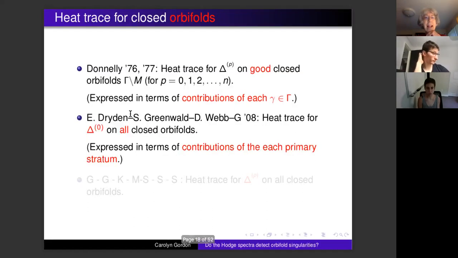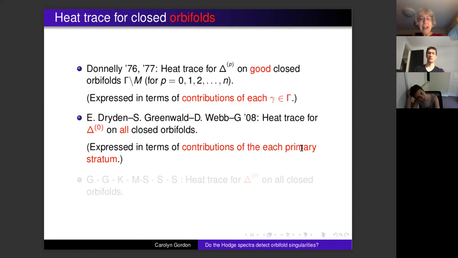And then in 2008, Emily Dryden, Sarah Greenwald, David Webb, and I developed the heat trace, using Donnelly's work in a very heavy way, for the Laplace-Beltrami operator on all closed orbifolds, not necessarily good, and kind of collated the information so it's expressed in terms of contributions of each of the primary strata. I haven't defined primary for you.